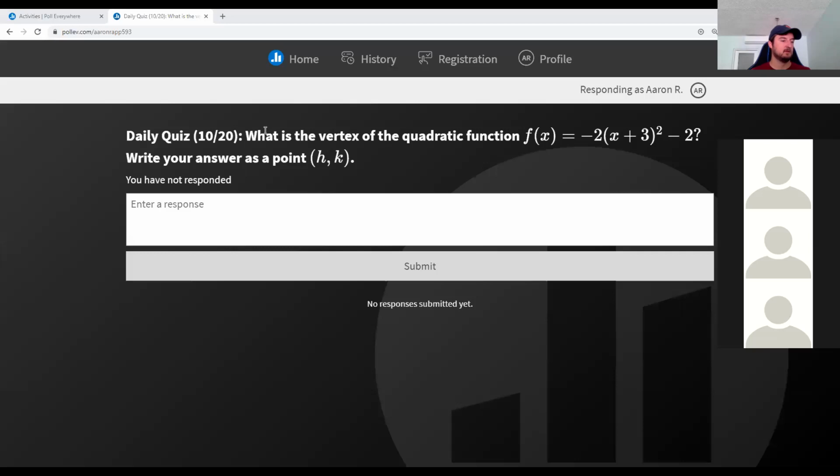All right. There's the link again. I see that it is 8 o'clock, so I am going to open up the daily quiz now. So let me share it so we get it for the recording. So what is the vertex of the quadratic function f of x equal -2 times (x plus 3) quantity squared minus 2? Write your answer as a point. So you need to fill in the x coordinate and the y coordinate for the vertex.